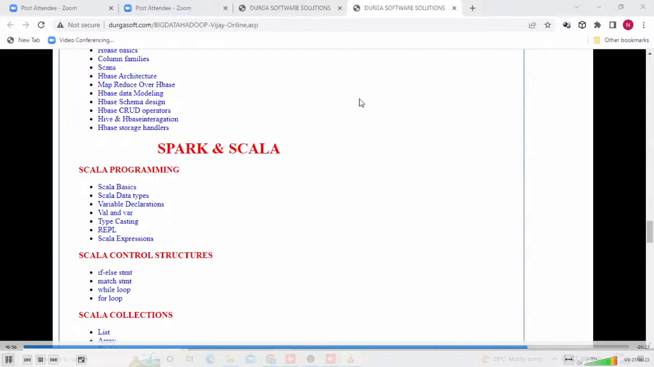Otherwise, for example, it's nearly 30-35 GB that you are going to download. People with low configuration systems would require high RAM for it. But I have created a separate image where you can see all the Hadoop components.